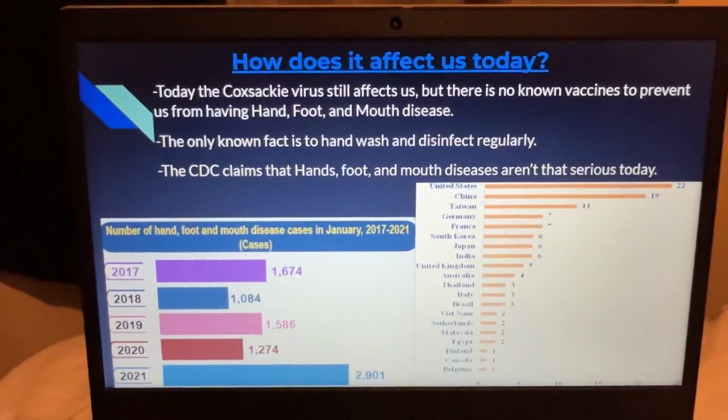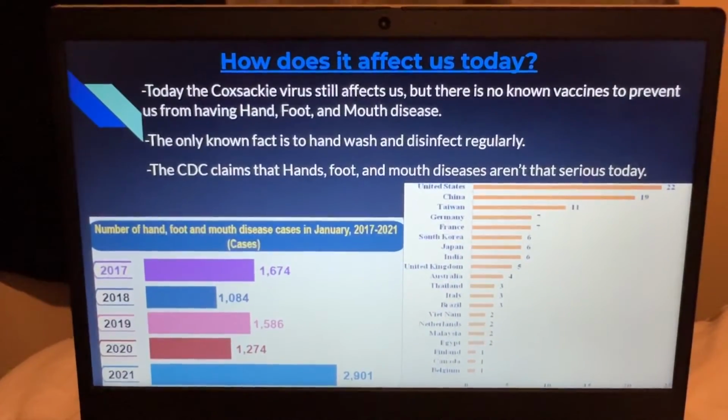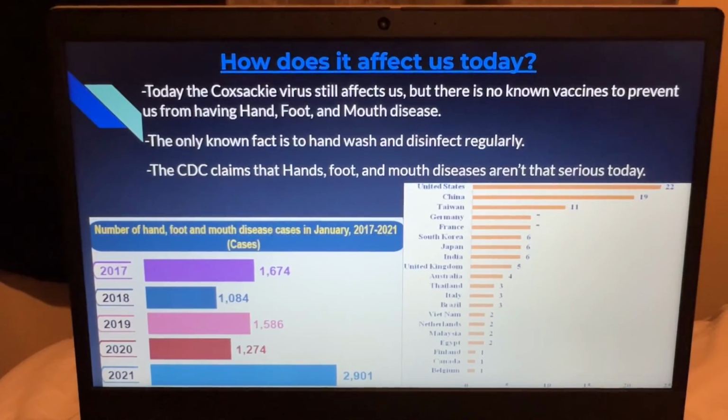How it affects us today. Today, the Coxsackie virus still affects us, but there is no known vaccine to prevent hand, foot, and mouth disease. The only known prevention is to wash your hands regularly and disinfect. The CDC claims that hand, foot, and mouth disease isn't that serious today, which it can be to me, but that's personal.